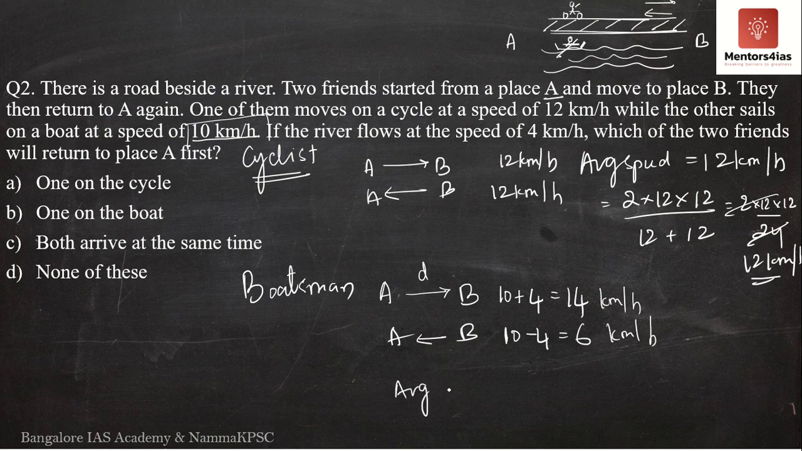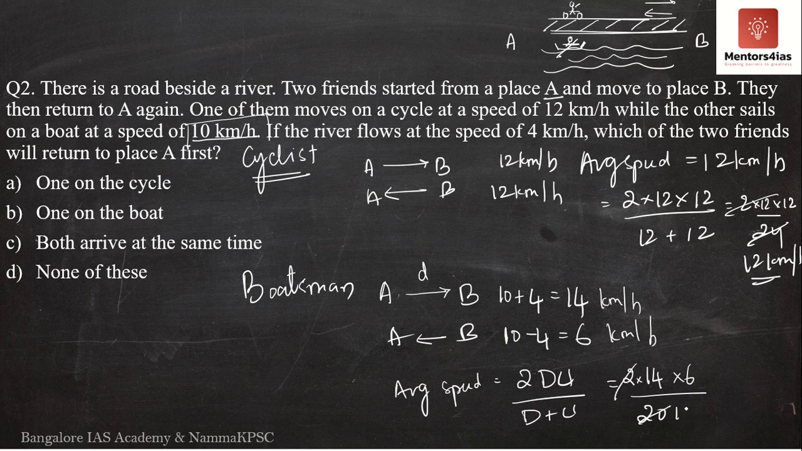Therefore, what is the average speed? Nothing but 2 into du divided by d plus u. This is nothing but 2 into 14 into 6 divided by 14 plus 6, which is equal to 20.